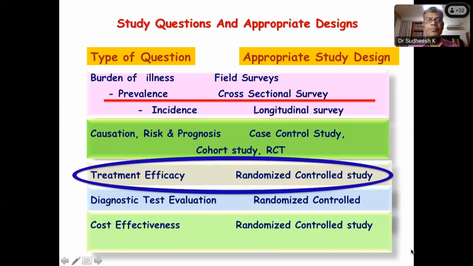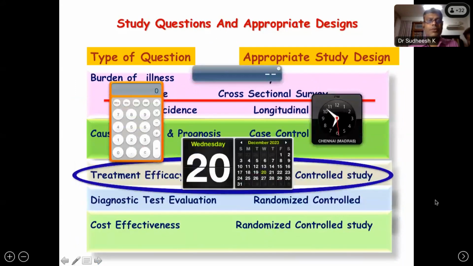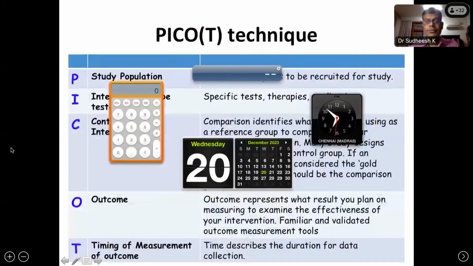Okay. So what are these two criteria? That is FINER and PICOT. We'll just go through it once again.